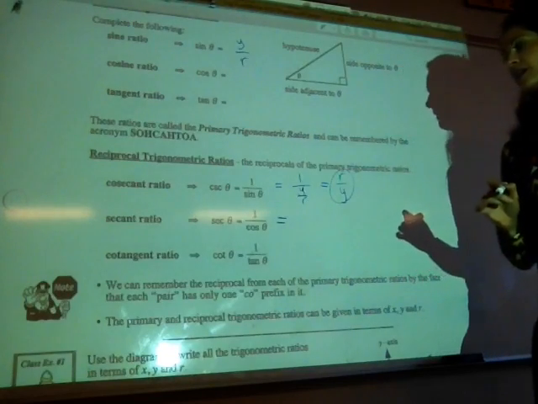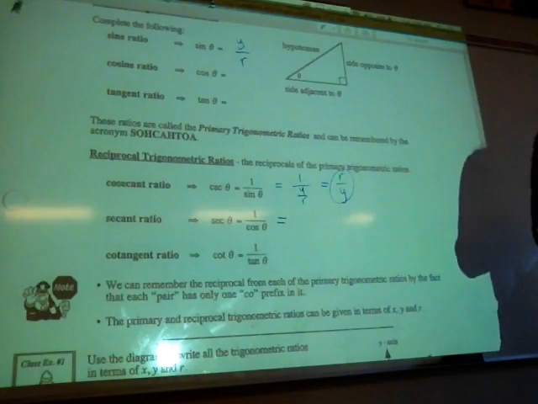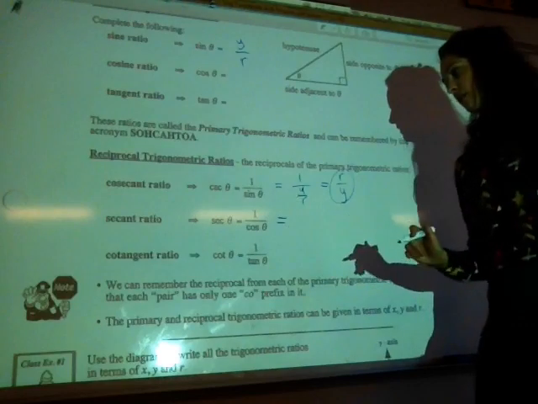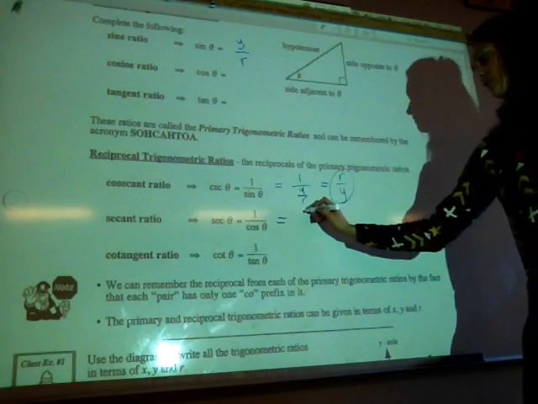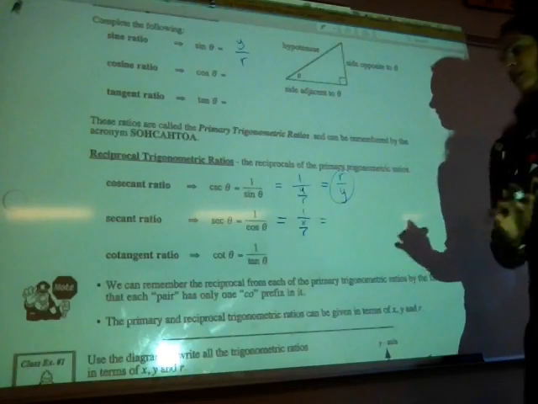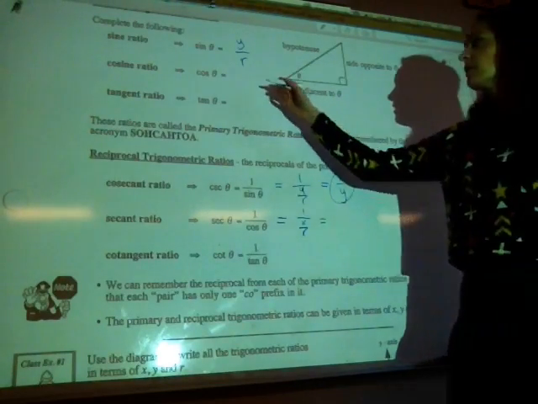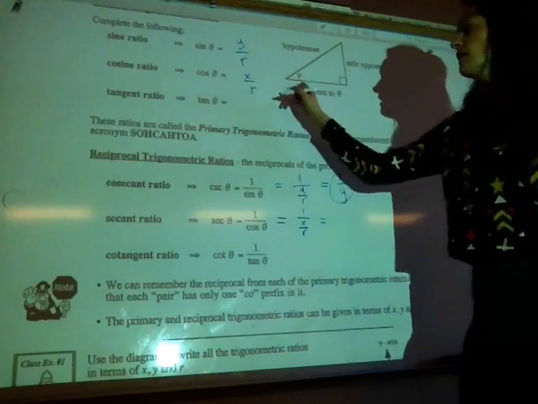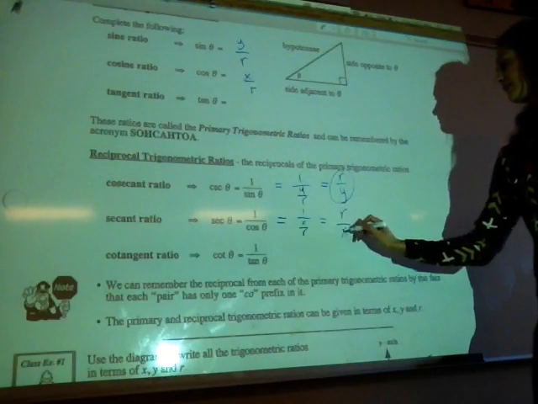For the reciprocal trig ratio of cosine, we have a secant ratio. That's 1 over cosine. So 1 over x over r. If we took the reciprocal of cosine, which is x over r, it would just be r over x.